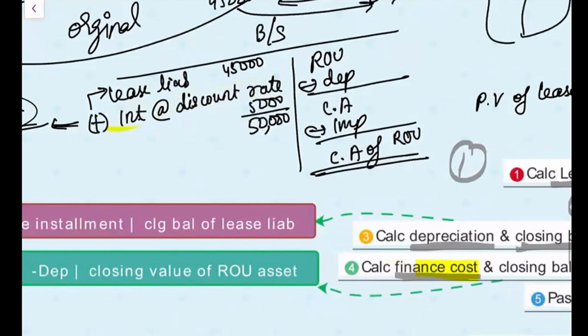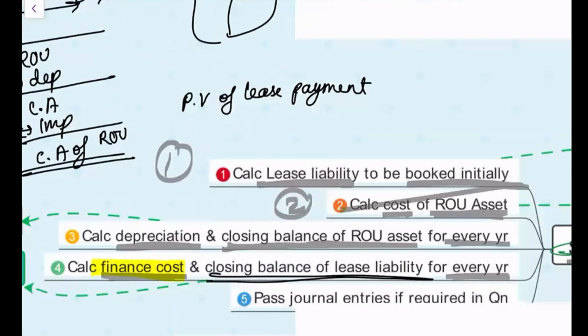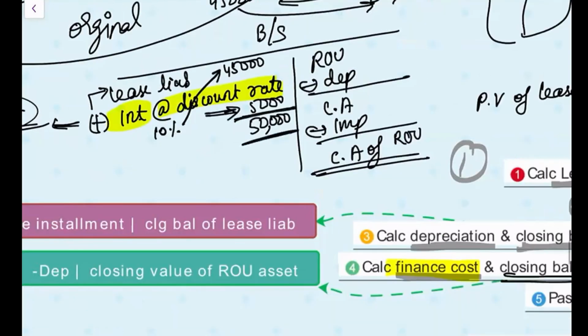This interest you will calculate. Suppose your interest rate is, let's say, 10%. You will find this 10% on the lease liability, or last year's lease liability, and whatever that 10% is, that will be your interest. And then you have to find out the closing balance of lease liability. So if you add this, you will get a closing balance of 50,000. This is your closing balance of lease liability. Okay, you have to find out that.